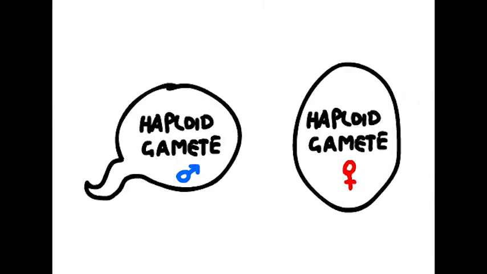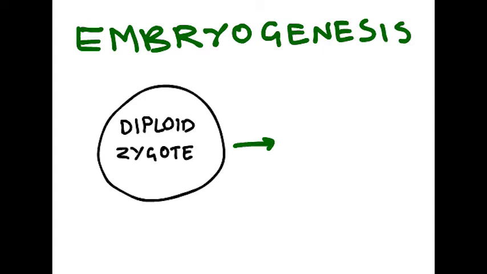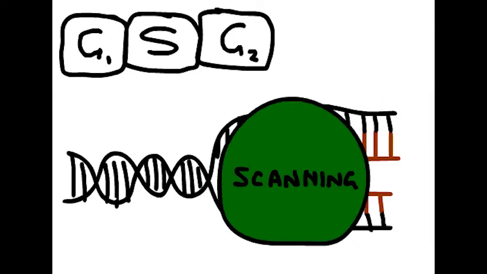gametes. These gametes are combined with gametes of the opposite sex in a process called fertilization that creates a diploid zygote, which undergoes embryogenesis to become an embryo. Meiosis is prefaced by the same interphase stage as mitosis.